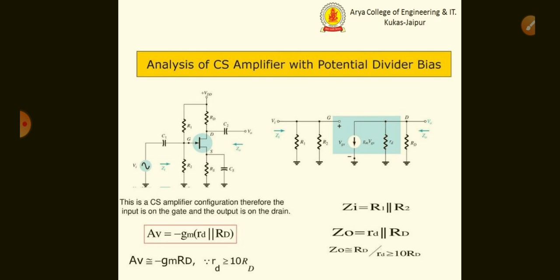The analysis of the CS amplifier with potential divider bias can also be done as shown in the slide, where the voltage gain equals negative gm into Rd.